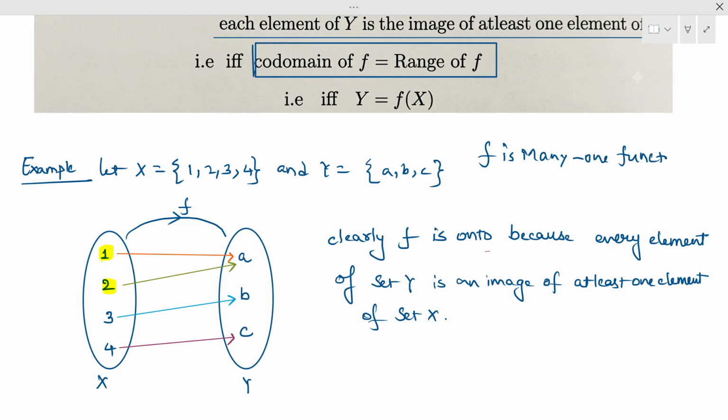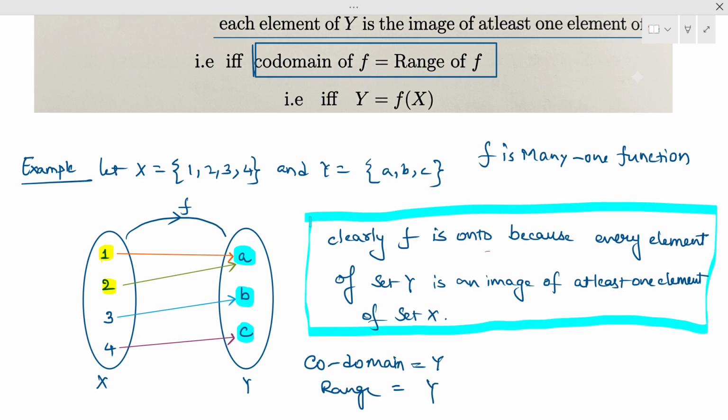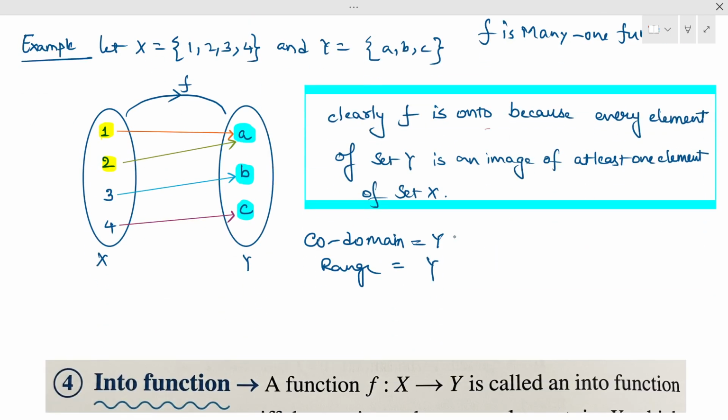Next thing, why is this onto? You can check what's the codomain. The codomain is y, and what's the range? The range is also y, right? Which means that each and every element of the codomain has at least one pre-image in set x. So clearly this is an onto function because every element of set y is an image of at least one element of set x. So that is why it's called onto function.